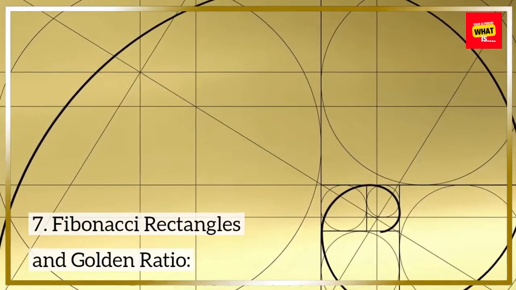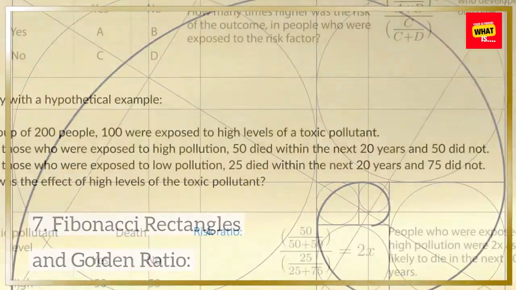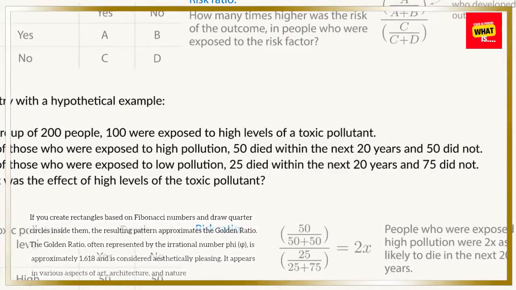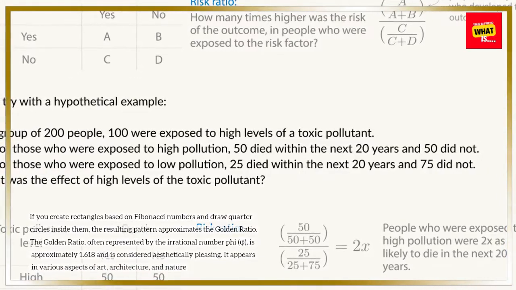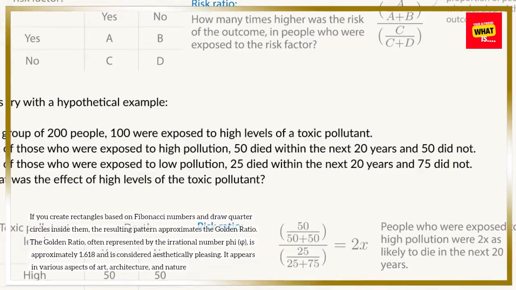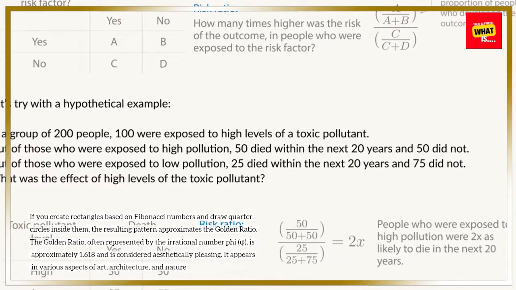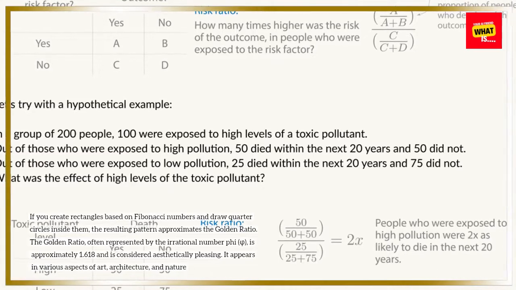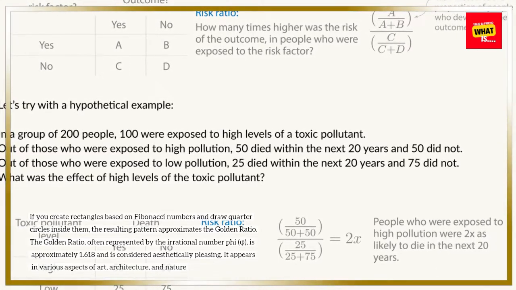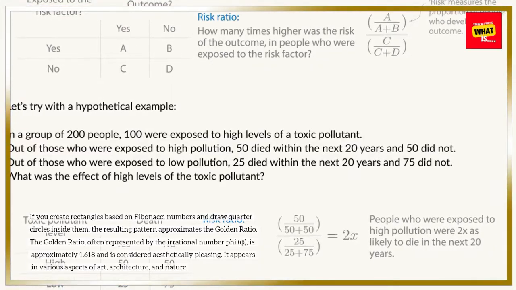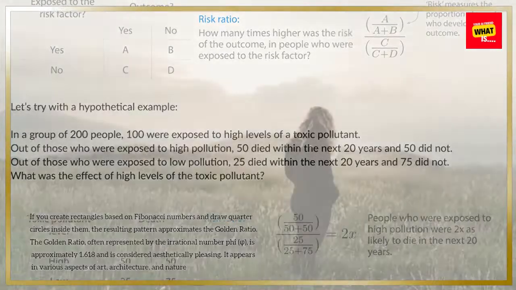7. Fibonacci rectangles and golden ratio. If you create rectangles based on Fibonacci numbers and draw quarter circles inside them, the resulting pattern approximates the golden ratio. The golden ratio, often represented by the irrational number phi, is approximately 1.618 and is considered aesthetically pleasing. It appears in various aspects of art, architecture, and nature.